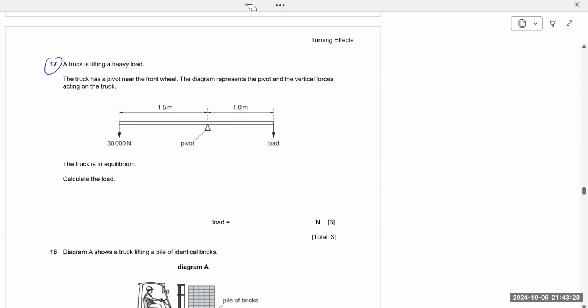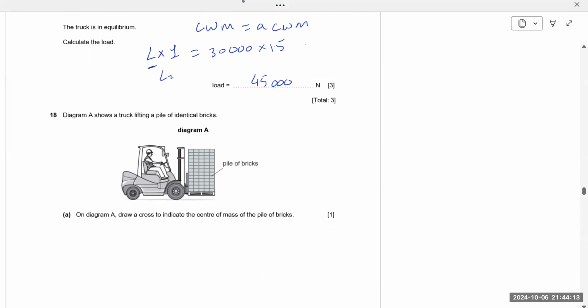total clockwise moment أو clockwise moment equals anti clockwise moment. أوكي. طيب ال clockwise moment بقى إيه؟ دي اللود هو اللي بيعمل clockwise moment، يبقى الforce times distance، load times 1 equals الانتي clockwise moment اللي هو ايه الفورس اللي هو 30,000 newtons times 1.5. من هنا هتطلع ايه L equals، يبقى L equals 30,000 times 1.5 على طول عشان دي 1. اوكي هتطلع 45,000 newtons.